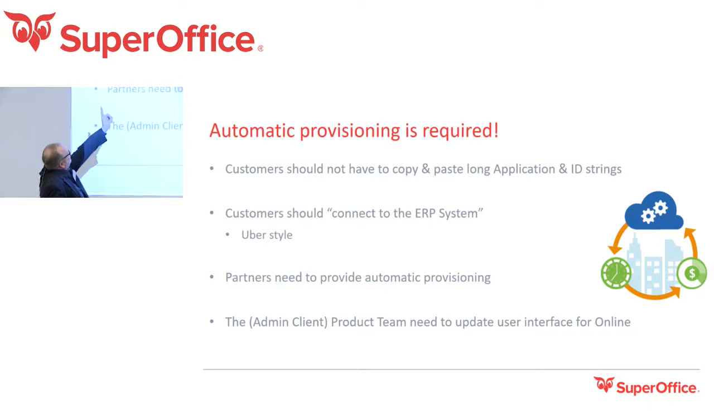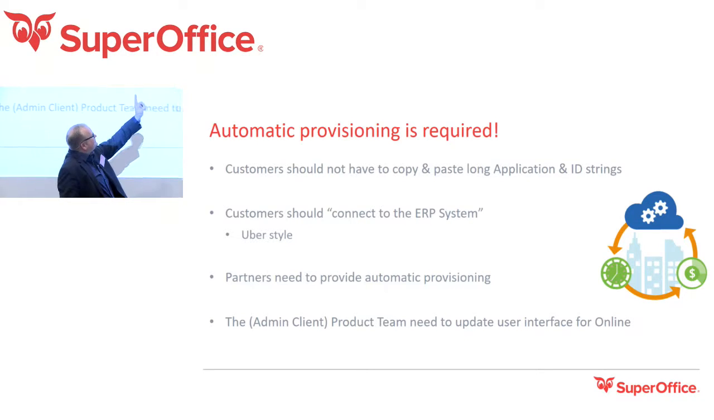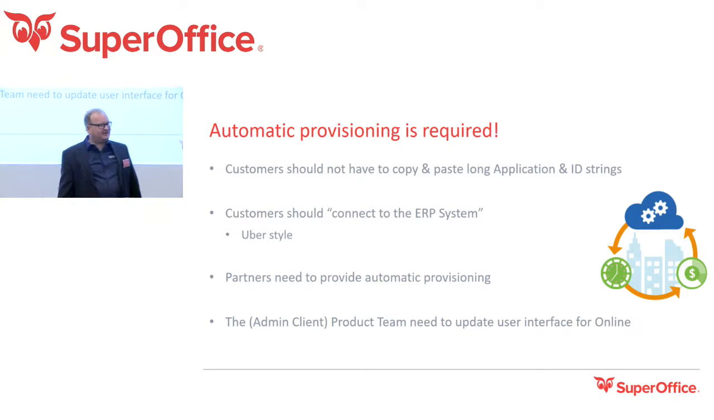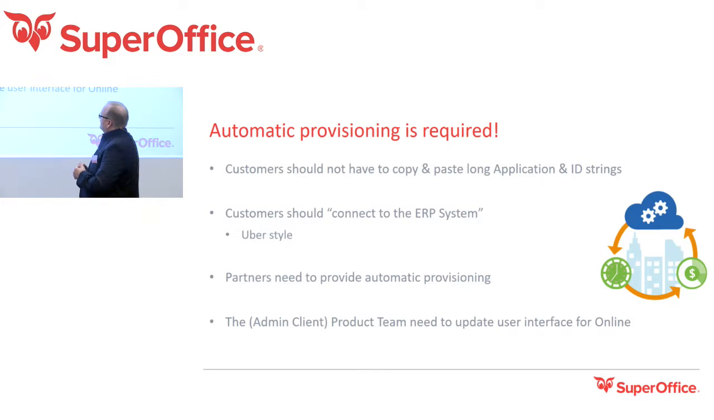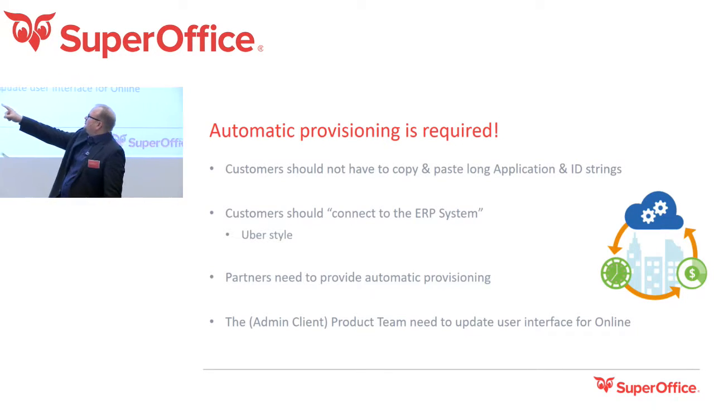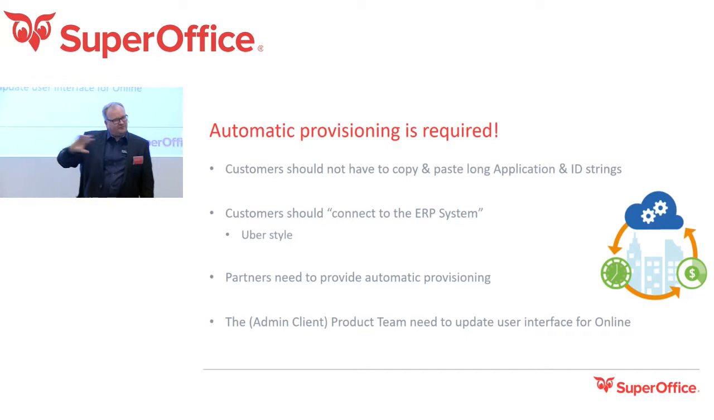We don't like how the customer is dealing with application IDs and strings. You should never actually do that in the future, right? But this is what we have now. We want to have some sort of Uber style where you just click, and everything is done for you. That only means you need to provide some code injecting that first piece of information so everything is bootstrapped.